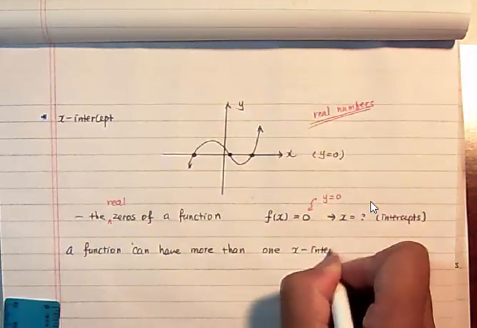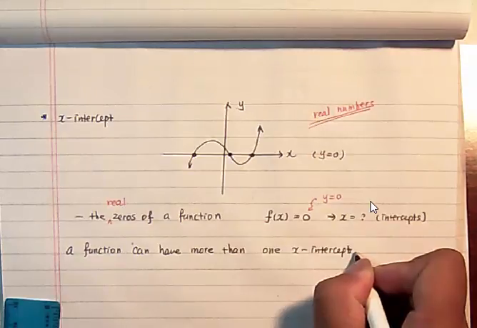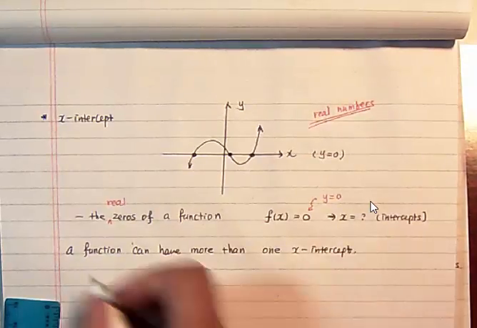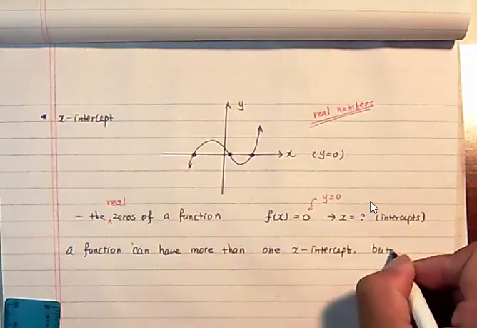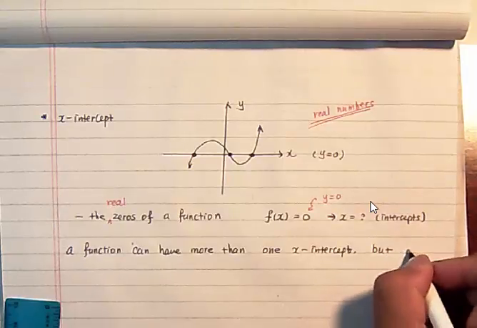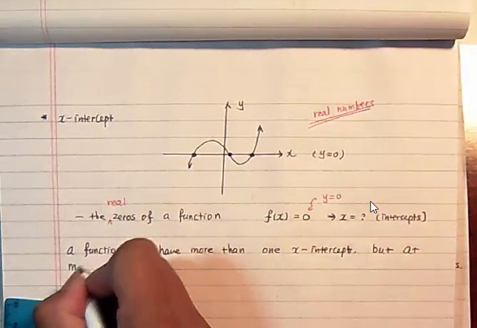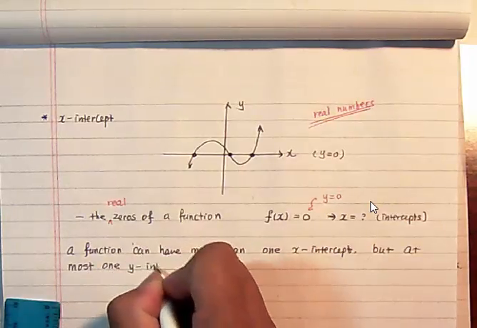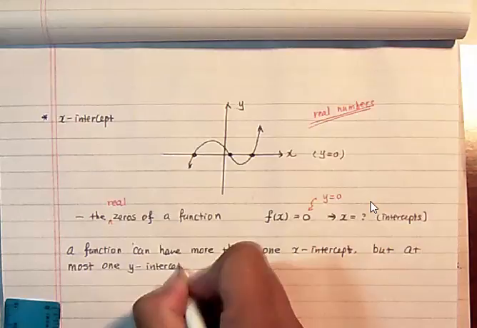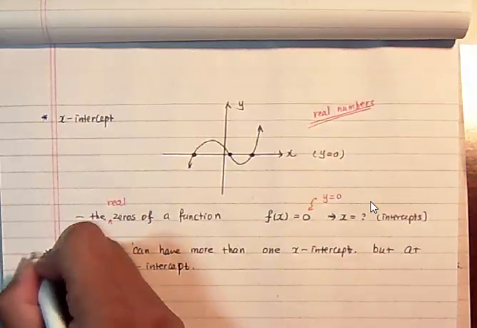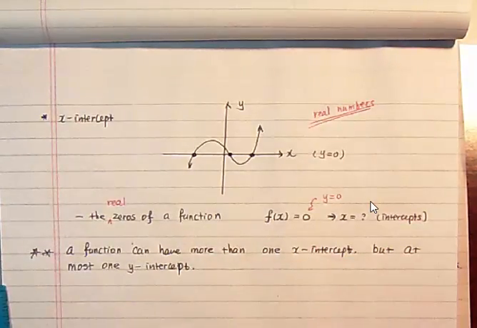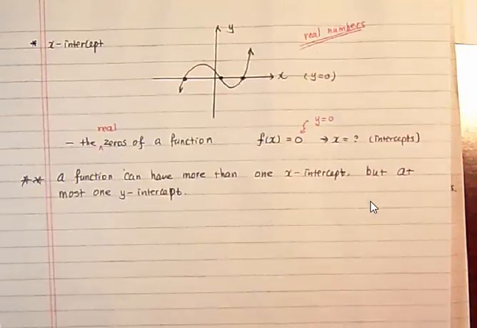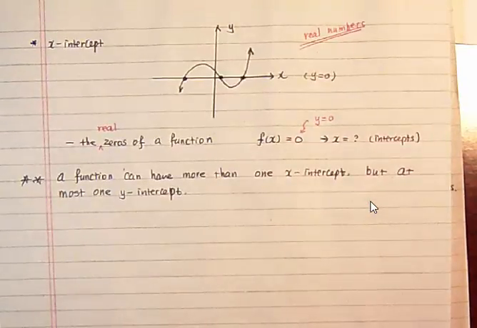Today we are talking about the vertical line test. Then we know that a function cannot have more than one y-intercept. So this is very important. Functions can have more than one x-intercept, but can have at most one y-intercept. So those are the intercepts. I want to record that.